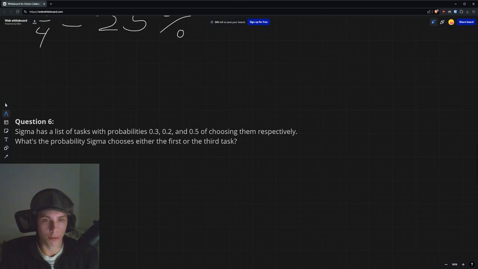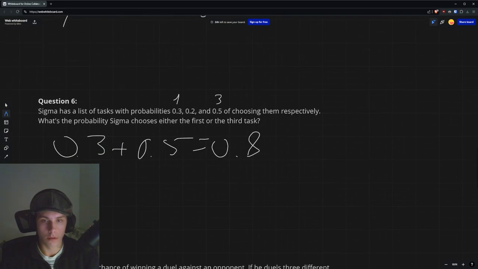Sigma has a list of tasks with probabilities 0.3, 0.2, and 0.5 of choosing them respectively. What's the probability Sigma chooses either the first or the third task? It's not times, but plus. We use times when it's consecutive. So the probability of him choosing first and then the third is 0.3 times 0.5. But we're just adding probabilities because it's either or. So 0.3 plus 0.5 equals 0.8. Simple as that, 80%.